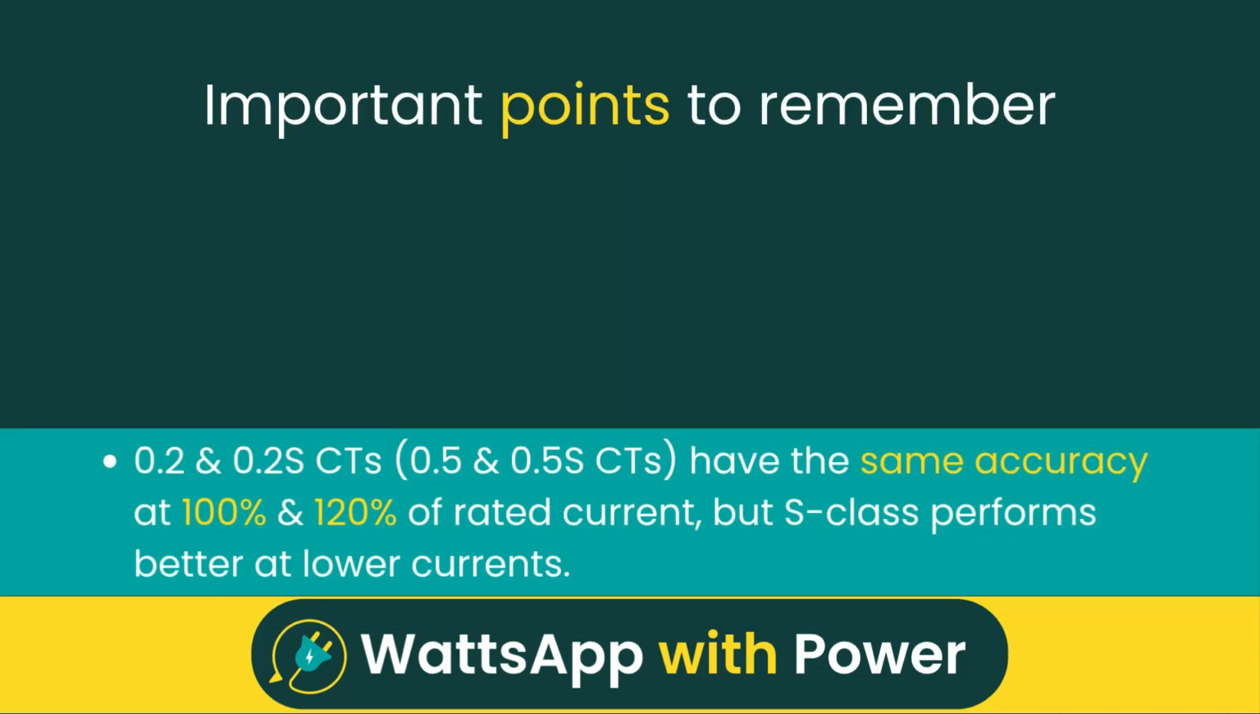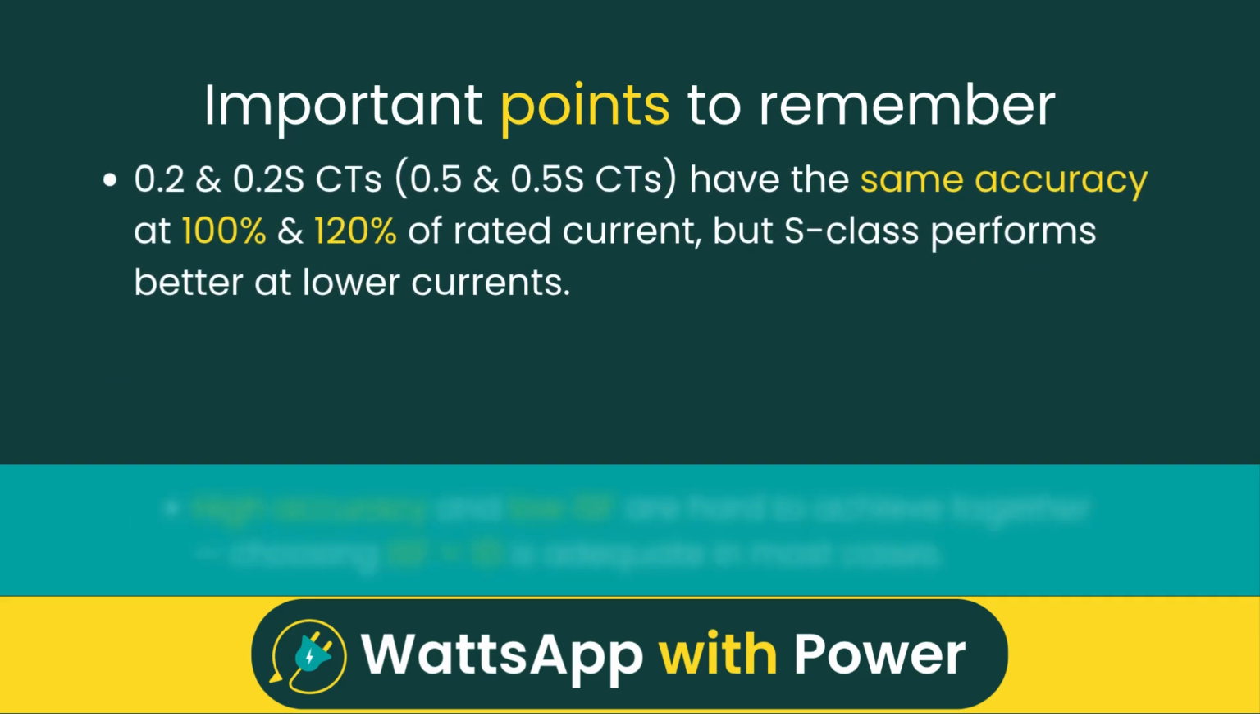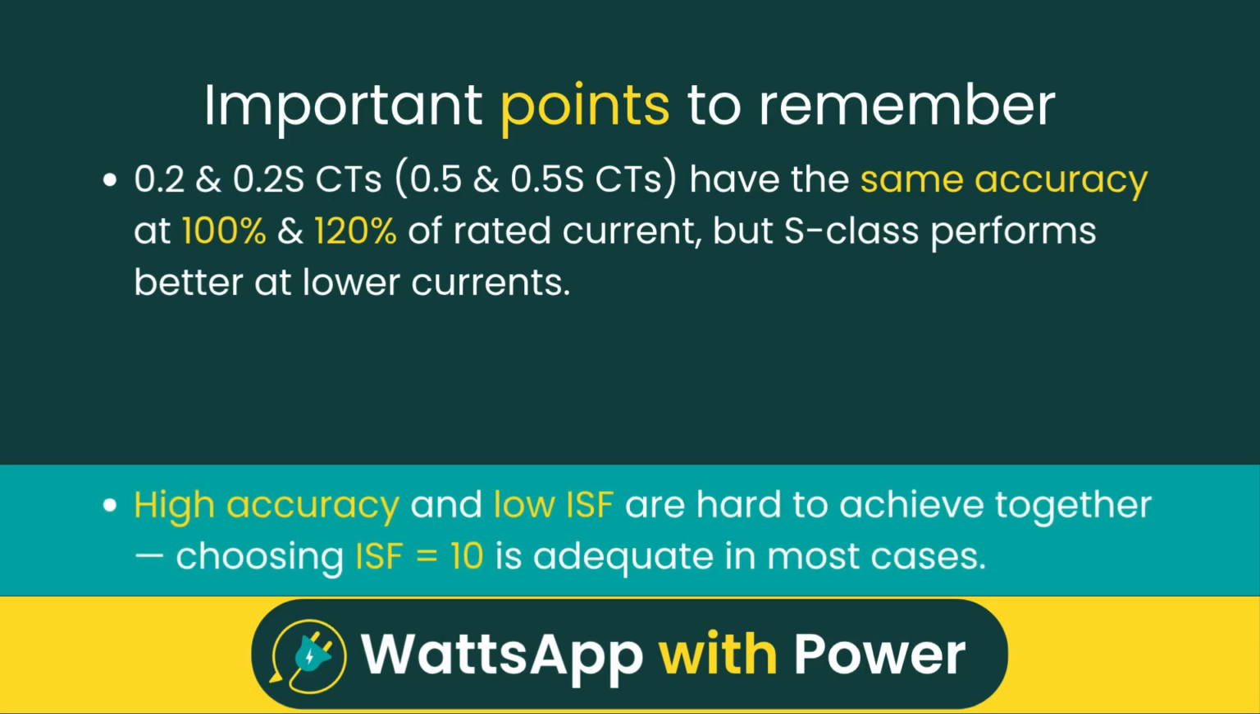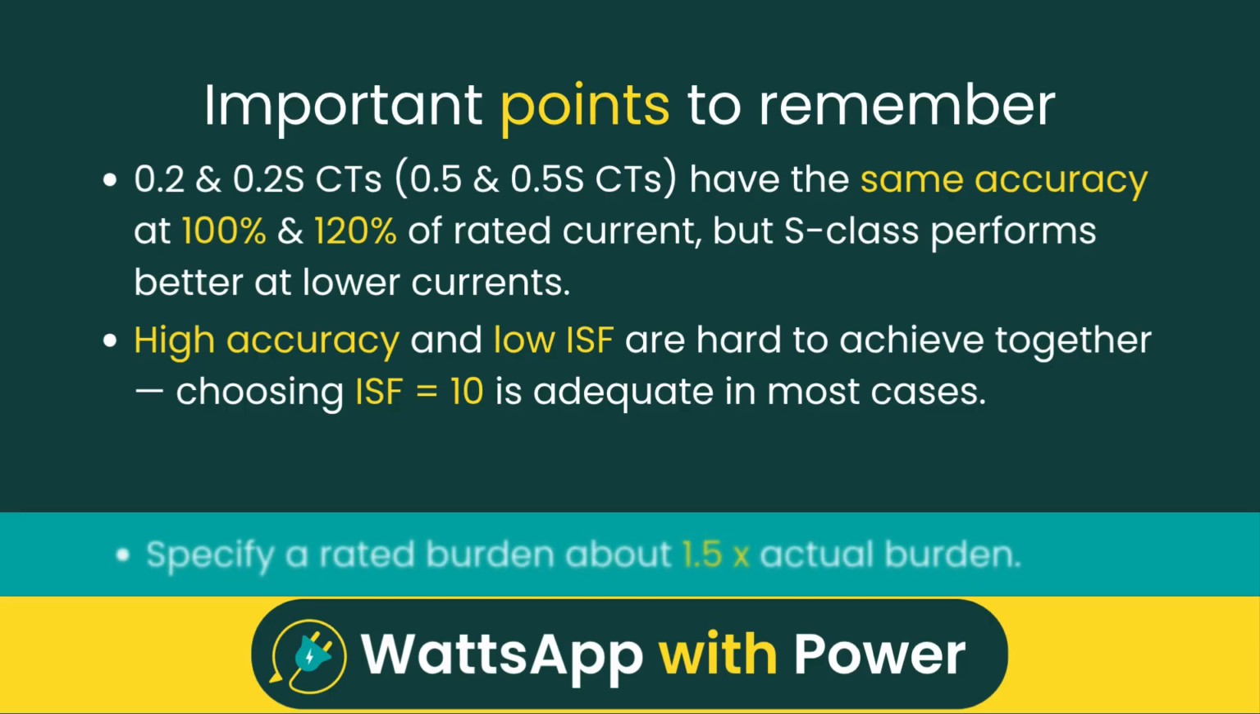0.2 and 0.2s CTs, and similarly 0.5 and 0.5s CTs, have the same accuracy at 100% and 120% of rated current, but S-class performs better at lower currents. High accuracy and low ISF are hard to achieve together, choosing ISF 10 is adequate in most cases. Burden impacts performance. Aim to specify a rated burden about 1.5 times your actual burden.